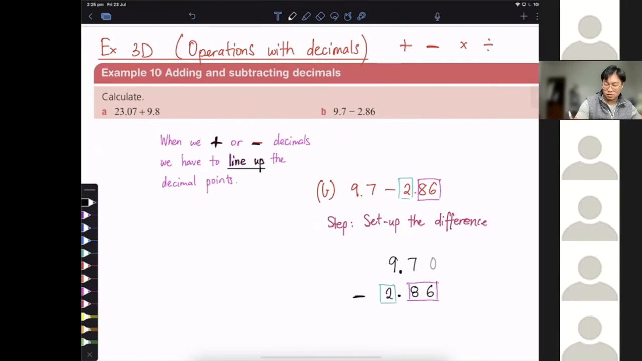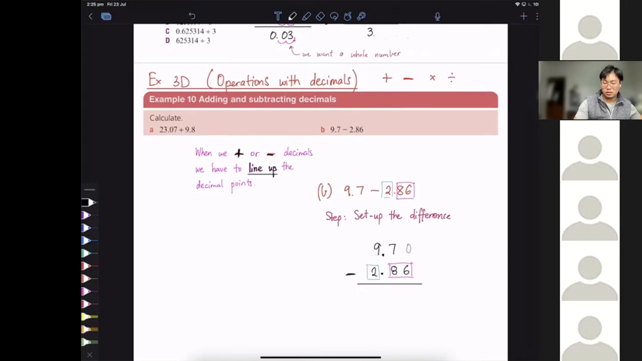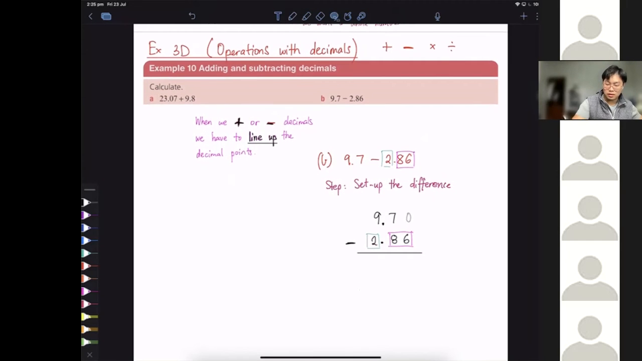And then what we're going to do is subtract them. Okay, that's the first step. We need to set it up. Once you've got it set up, step 2 is subtract. Okay, or in other words, find the difference.